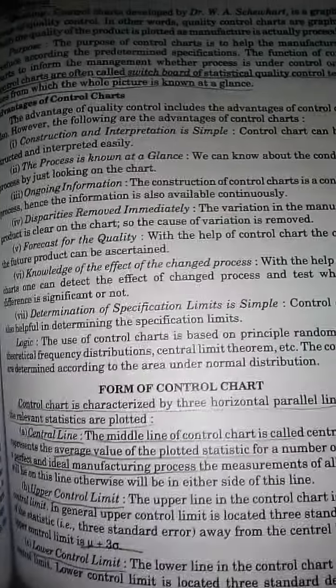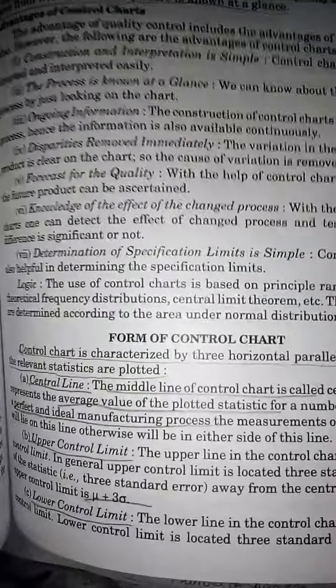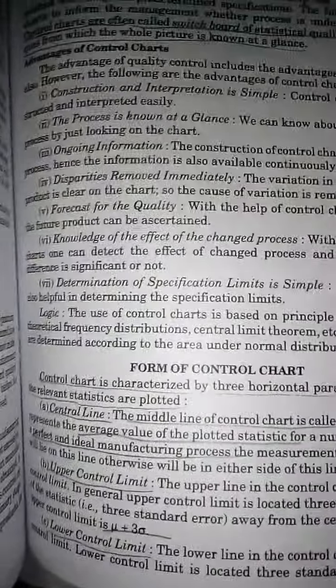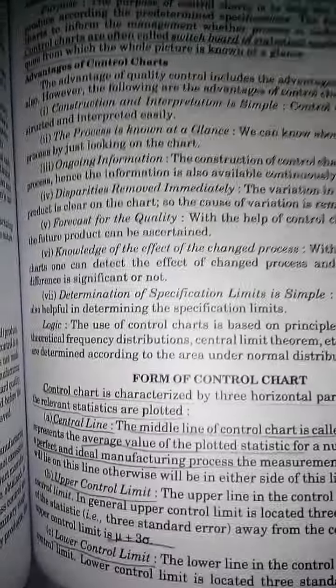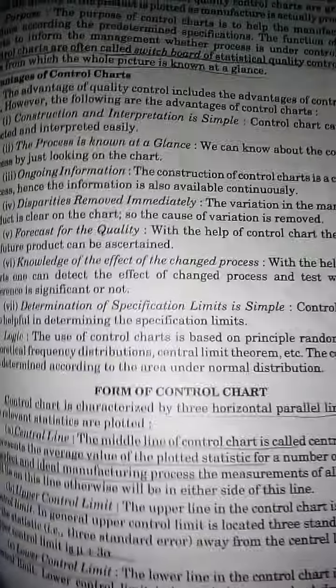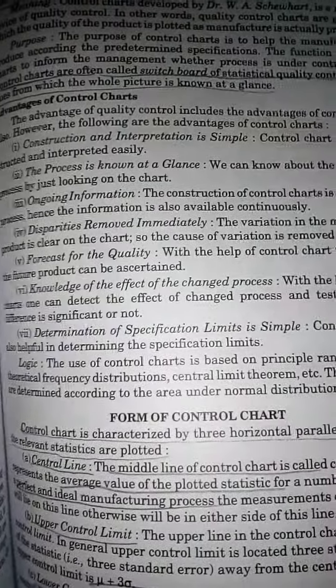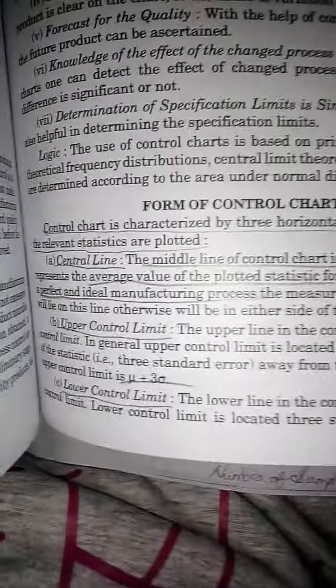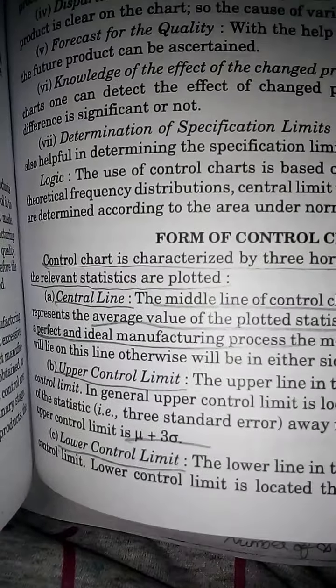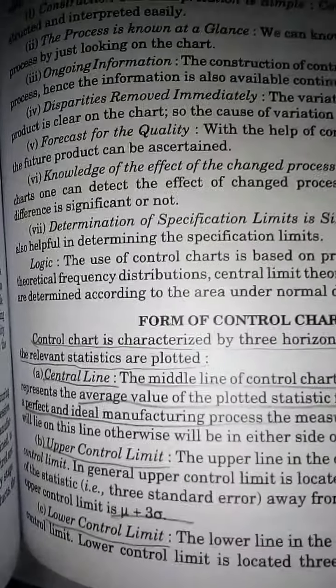Control chart is characterized by three horizontal parallel lines on which the relevant statistics are plotted. First is the central line, then the upper control limit, then the lower control limit. The middle line of the control chart is called the central line, which represents the average value of the plotted statistics for a number of samples in a perfect and ideal manufacturing process.